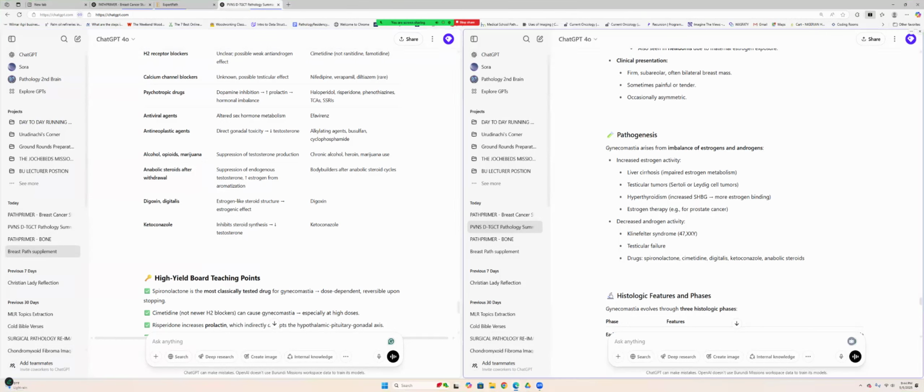So what is the clinical presentation? Can it be bilateral or unilateral? Yeah, it's usually bilateral, but you can't rule out unilateral. Traditionally, it can be symmetrical. When I was in Saudi Arabia, I had a case of gynecomastia.